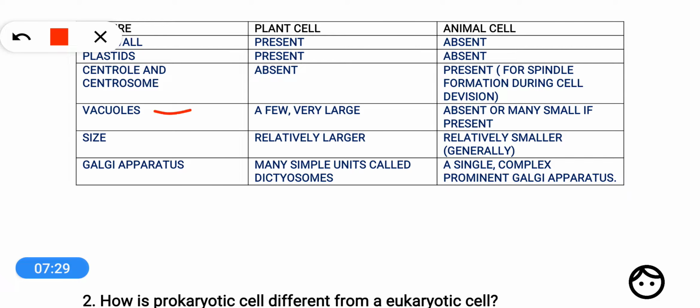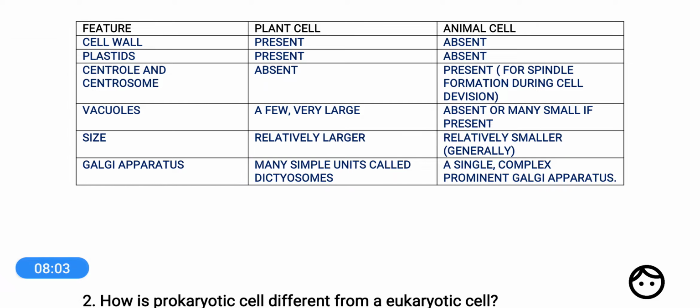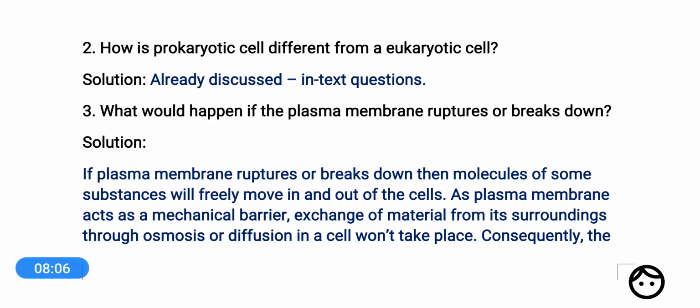Now we talk about vacuoles. Only one or two large vacuoles are found in plant cells, but in animal cells they may be absent, or if they are present they are very small, and there are many vacuoles in the animal cell. If we talk about size, generally plant cells are relatively larger but animal cells are relatively smaller. In the Golgi apparatus of plant cells, many simple units called dictyosomes are present. But in animal cells, a single complex and prominent Golgi apparatus is present.